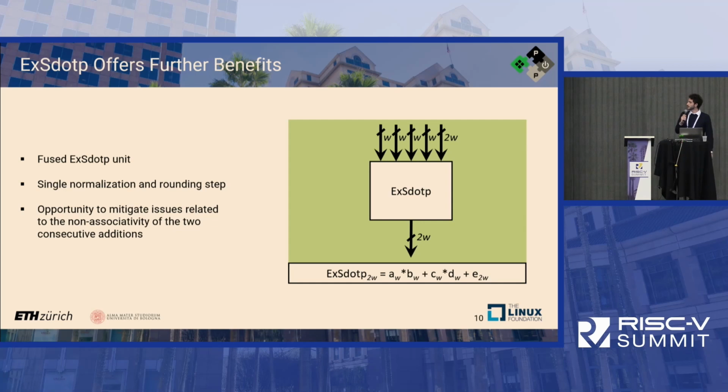But expanding sum of the product also offers further benefits. We are fusing 2 FMA into a single unit, so we can have a single normalization and rounding step. We also have the opportunity to mitigate some of the issues that might arise from having 2 non-consecutive floating point additions inside the same hardware unit.